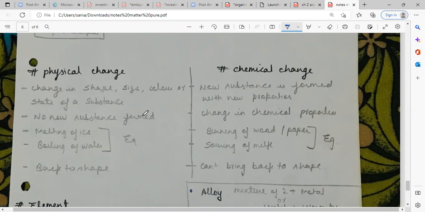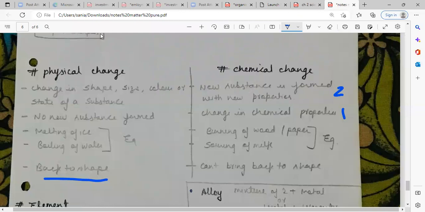Here no new substance is formed. Change in chemical properties takes place. And over here, melting of ice and boiling of water are the examples. Burning of wood and paper. So this is the first point and this is the second point. And over here they come back to their original shape, but we cannot bring them back to their original shape. This is the difference between physical change and chemical change.